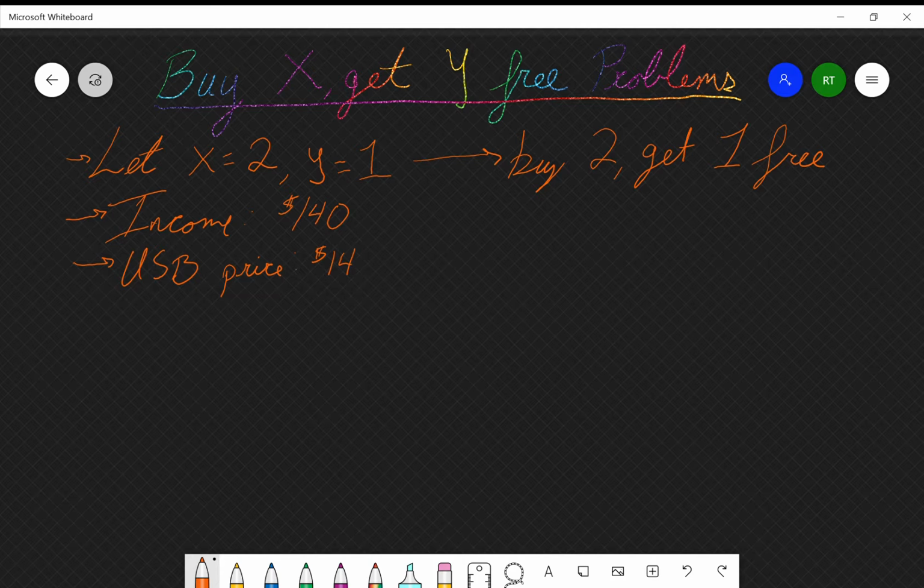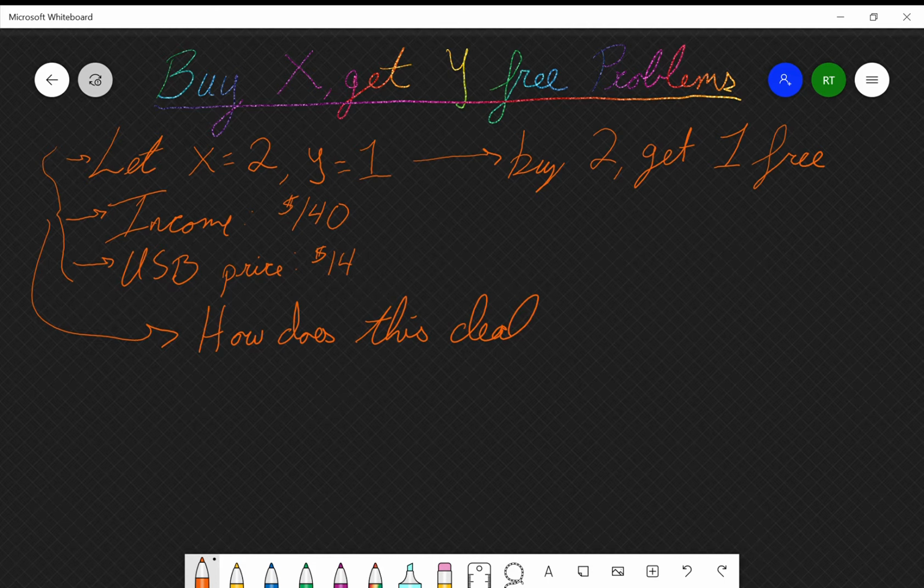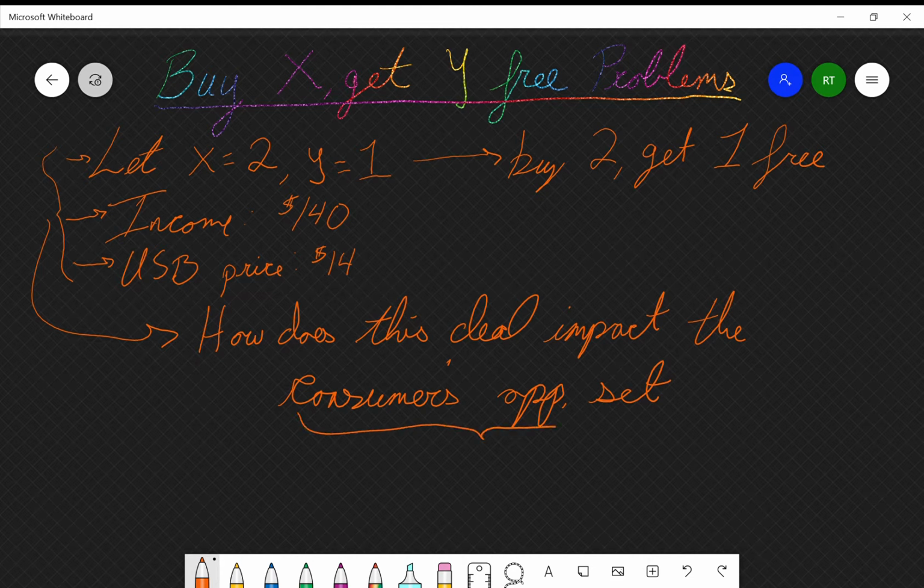So we're asked, how does this deal impact the consumer's opportunity set? Which we know, consumer's opportunity set, that's just a code word for budget line. All right, so let's go ahead and get started.